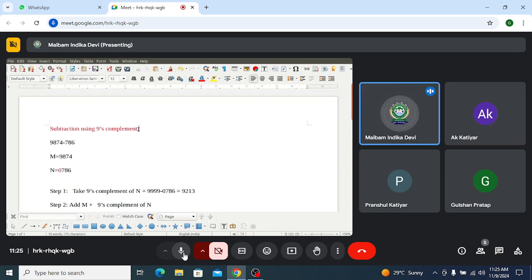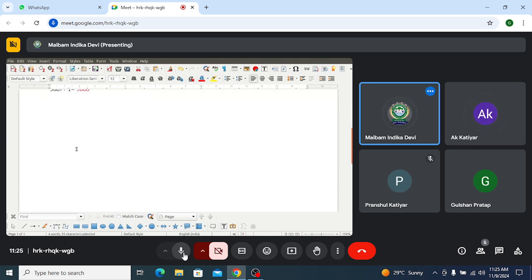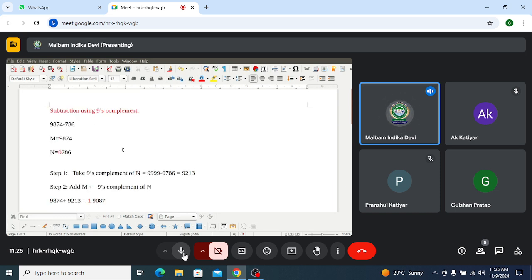This is subtraction using 9's complement, or you can call it subtraction using r minus 1's complement. Clear? Yes. Here the base r is 10. That's why r minus 1 is 9, the 9's complement. Now subtraction using r's complement. Here r will be 10, so it is called subtraction using 10's complement. Clear? Yes.